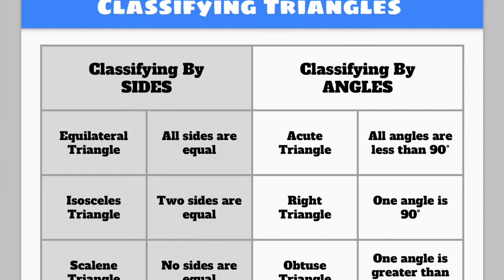When we're looking at angles, we can have acute, which is where all angles are less than 90 degrees. That's what an acute angle is. So when we have an acute triangle, all of those angles are less than 90. A right triangle has only one, because mathematically, remember, we can't have more than one, but only one angle is 90 degrees. And an obtuse triangle is where one angle is greater than 90 degrees. And again, mathematically, you can only have one.